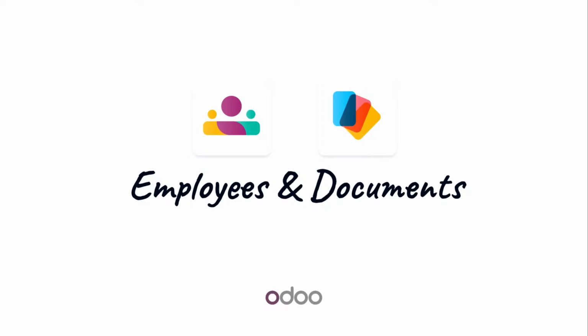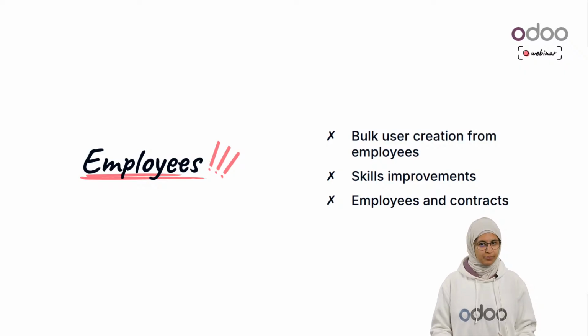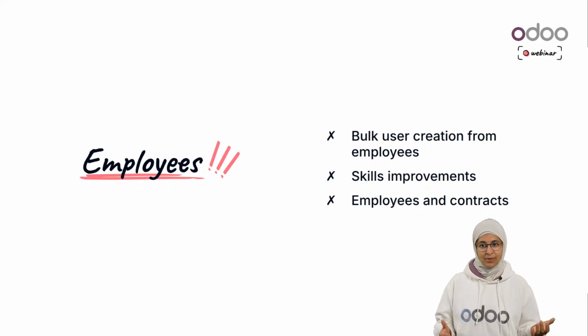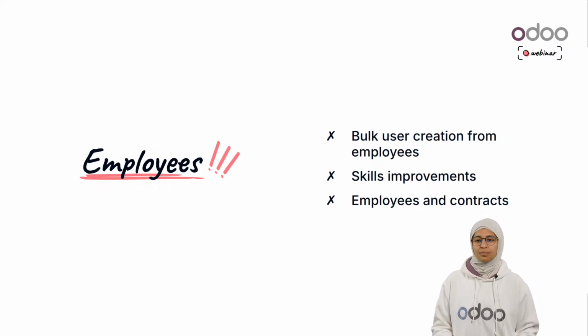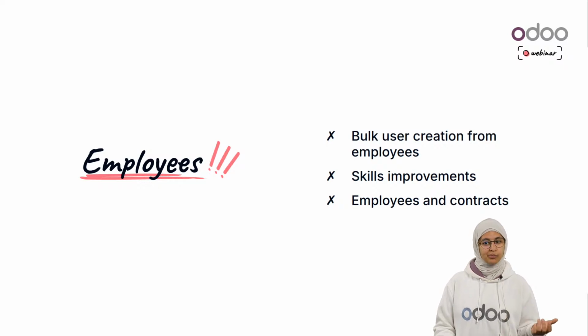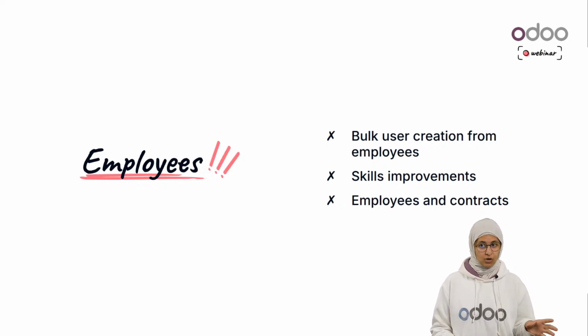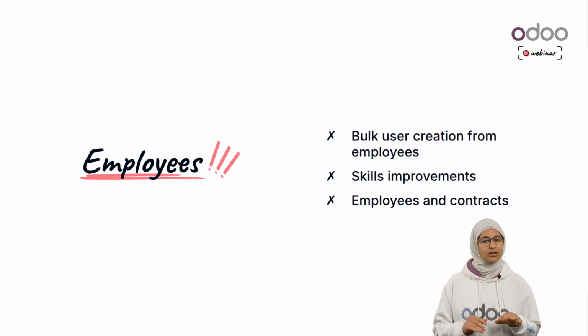So let's get started. First off, we have employees and documents. Let's see what we have for employees. We're going to see how we can create users in mass from the employees. We're going to talk a bit about the skills improvements. And we're going to be talking about the merging of employees and contracts, which is actually a small part of a big refactor that is coming. So also make sure to catch that in OXP, where we're going to be going into a lot more details about the refactor, and there's going to be even more improvements done.